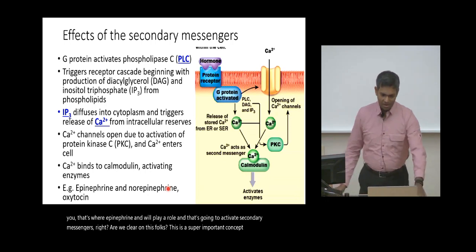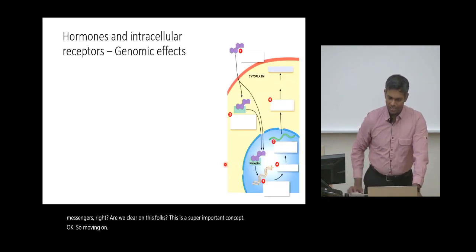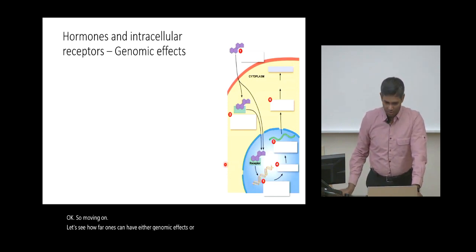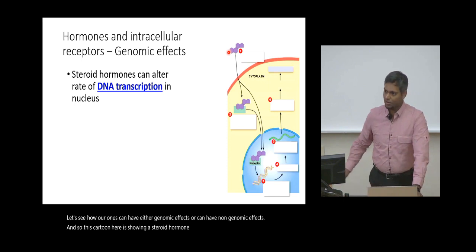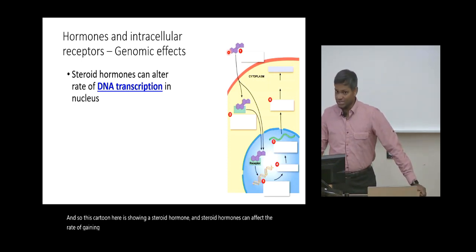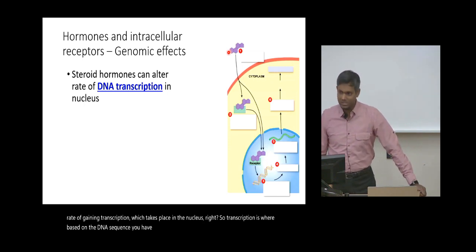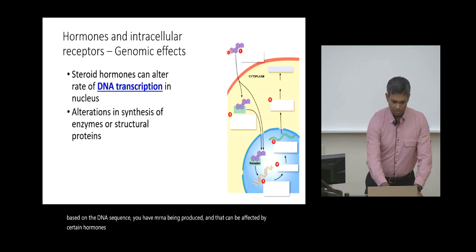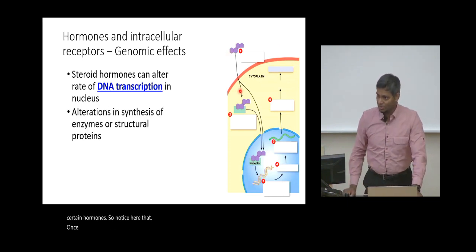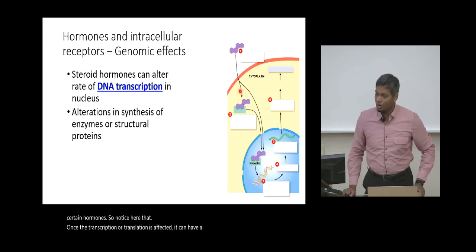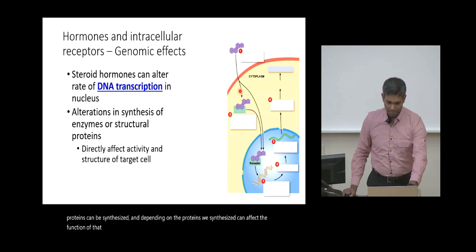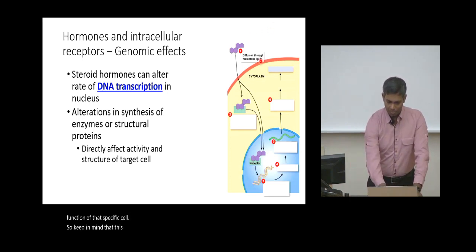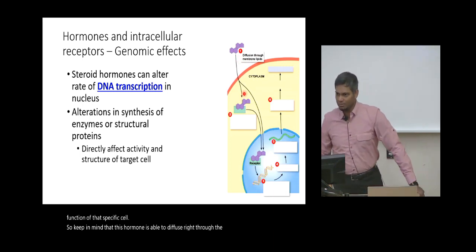All right, moving on, let's see how hormones can have either genomic effects or non-genomic effects. This cartoon here is showing a steroid hormone. These steroid hormones can affect the rate of DNA transcription, which takes place in the nucleus. Transcription is where, based on the DNA sequence, mRNA is produced, and that can be affected by certain hormones. Once transcription is affected, it can have a downstream effect on what proteins are synthesized, and depending on the proteins being synthesized, it can affect the function of that specific cell.